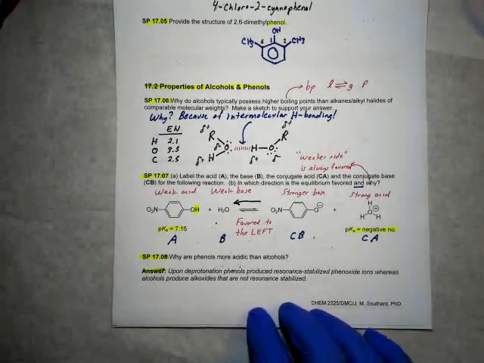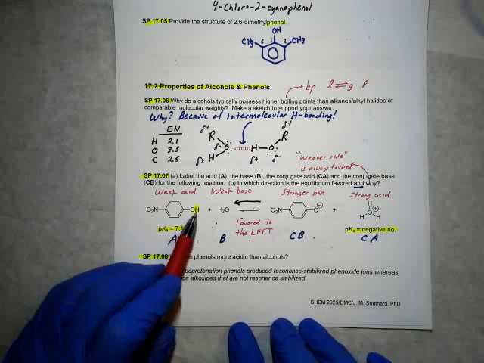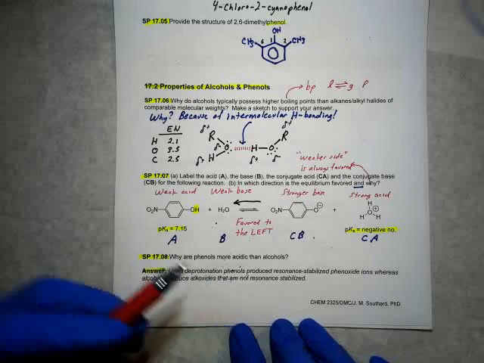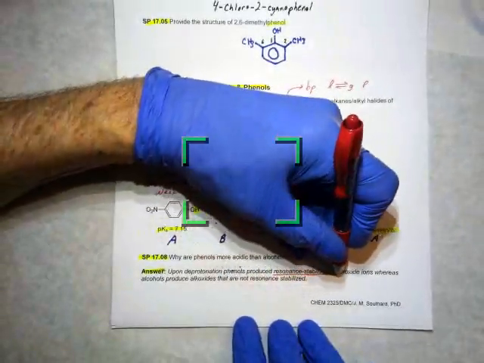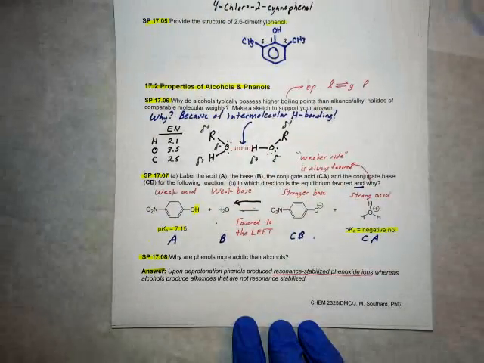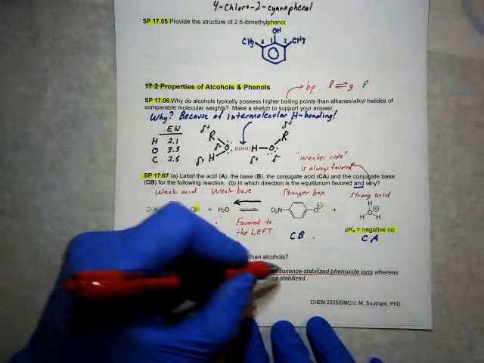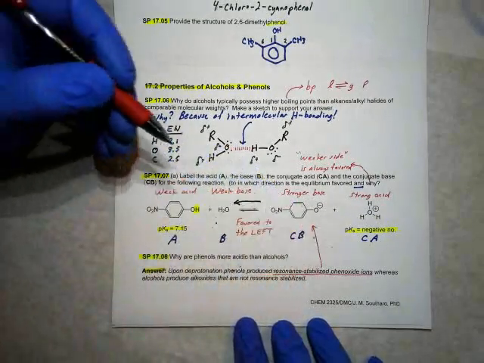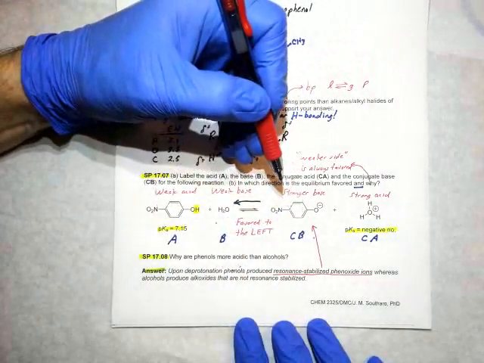It says, upon deprotonation, what is deprotonation? That means when you lose a proton off of this oxygen. Upon deprotonation, phenols produce what? Resonance stabilized phenoxide ions. Do you see an example of a resonance stabilized phenoxide anion? There's one right there. That's an example. You could draw all kinds of resonance structures of that, and we'll do that on the next page.